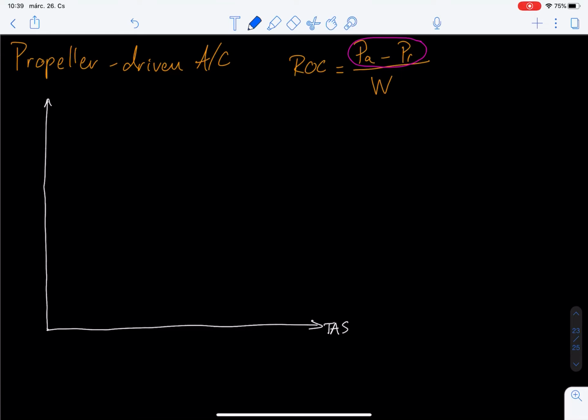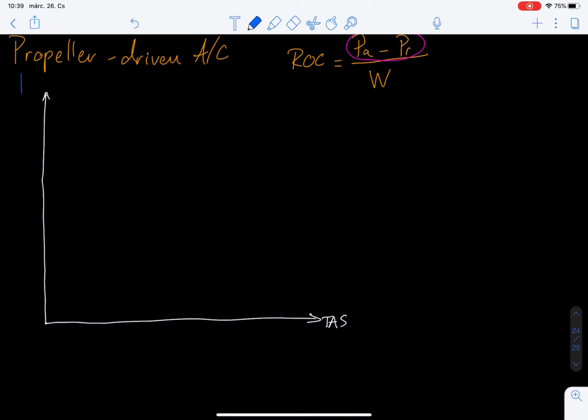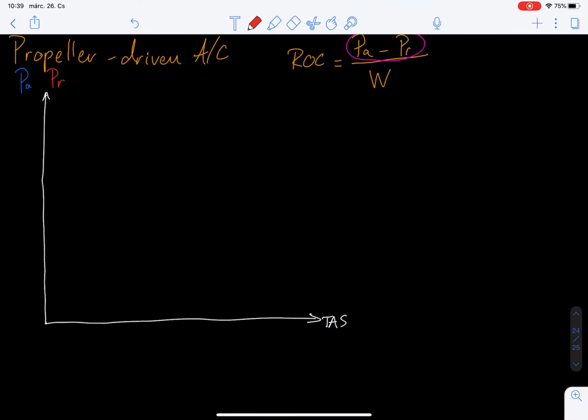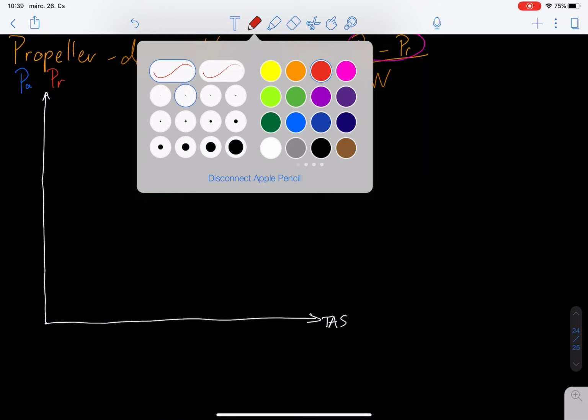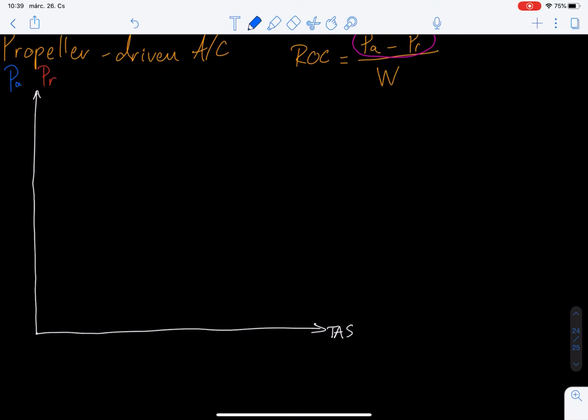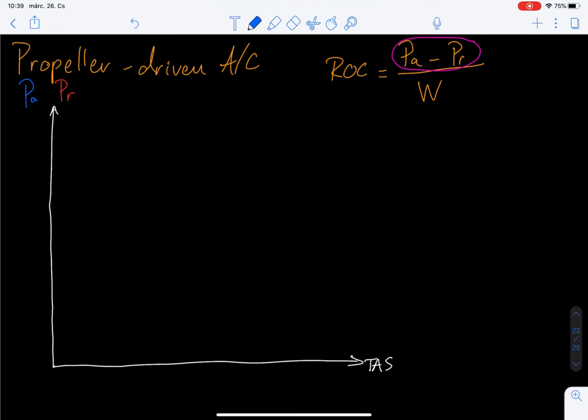Okay, so here we're going to have the power available and the power required curve. And so the power available, if you remember, for the propeller looks a bit like this. So this whole thing is shifted to the right, like this.